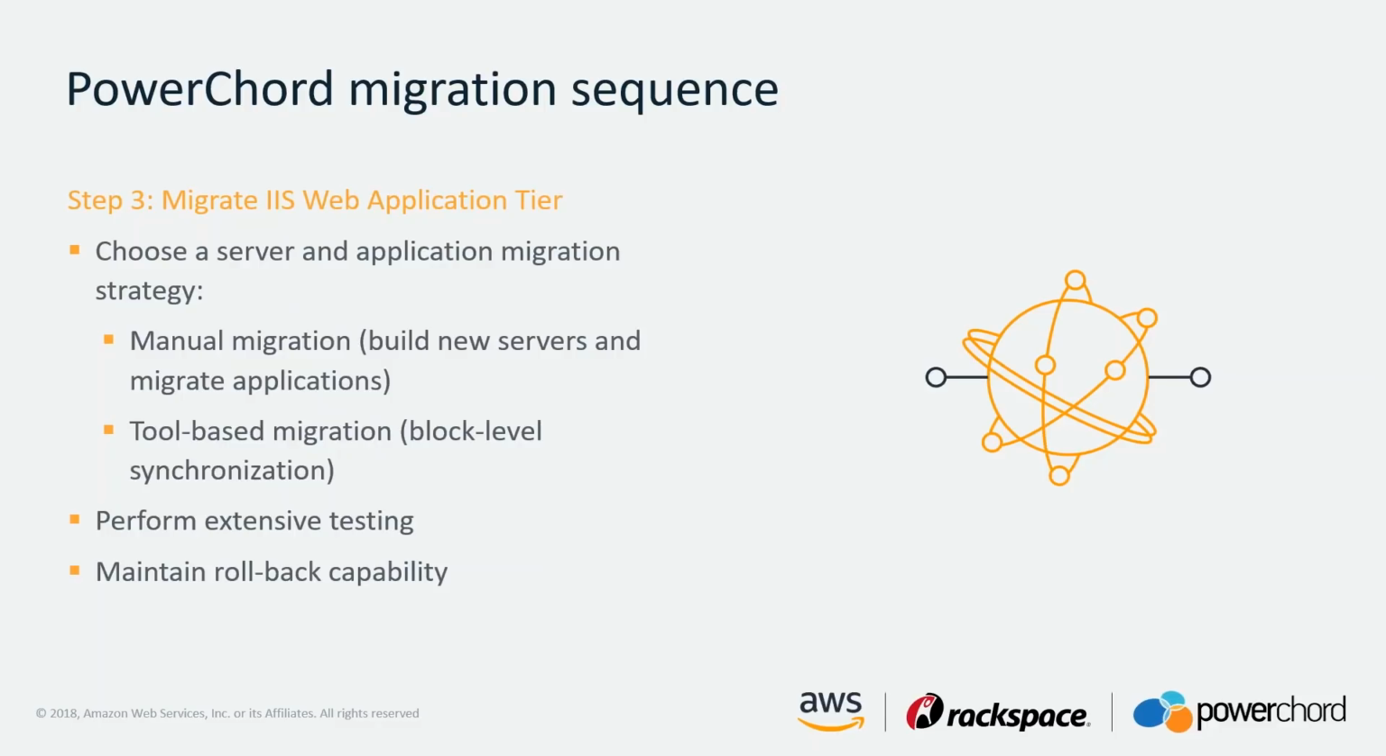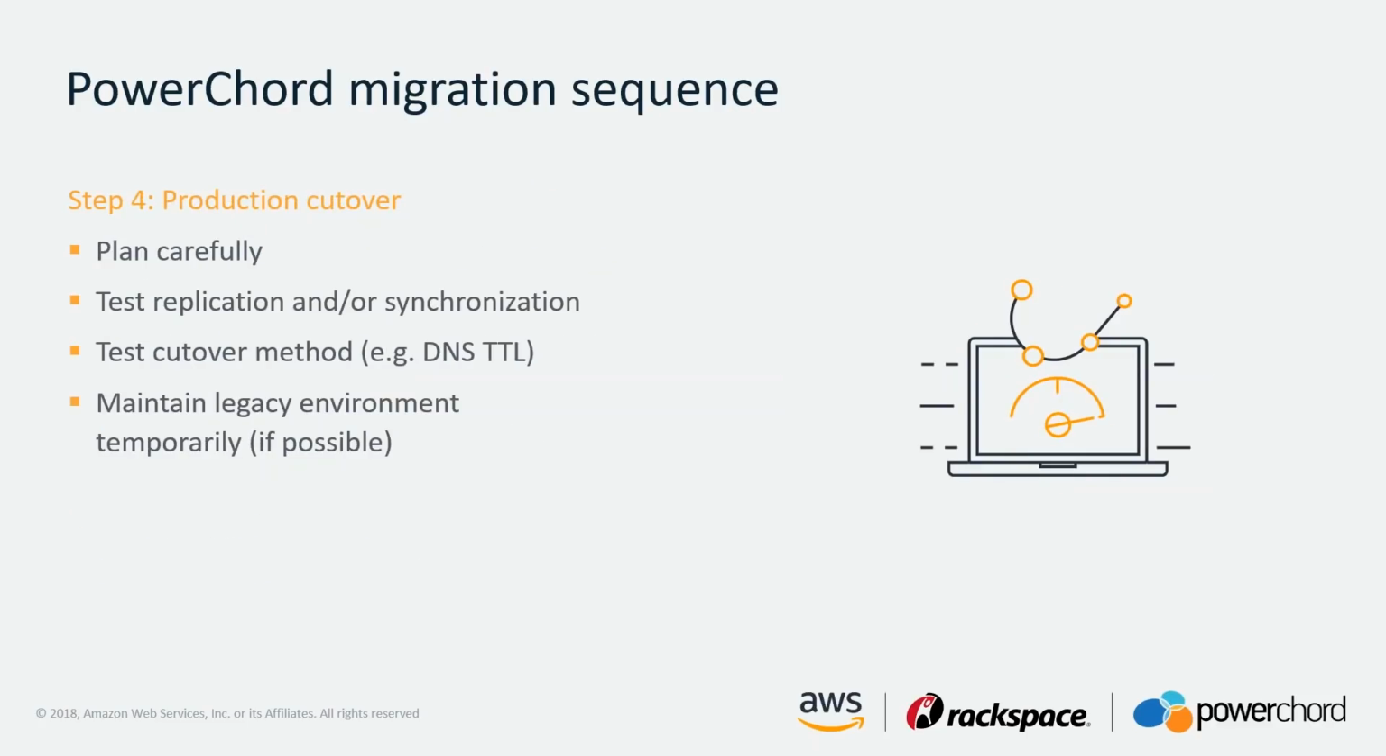Step 3 really gets into the other tiers that you might have. So in PowerChord's case, that was their web tier. There's a couple of ways you can handle moving Windows instances. You could do a manual migration, which is where you build new servers and then migrate the applications and data. You could also do tool-based migration, which is block level. So think exporting a VM and importing it. Generally, we recommend setting up a new Windows host and migrating data. That seems to reduce problems when we follow that methodology. So at this stage, you do extensive testing, and you ensure that you maintain that rollback capability.